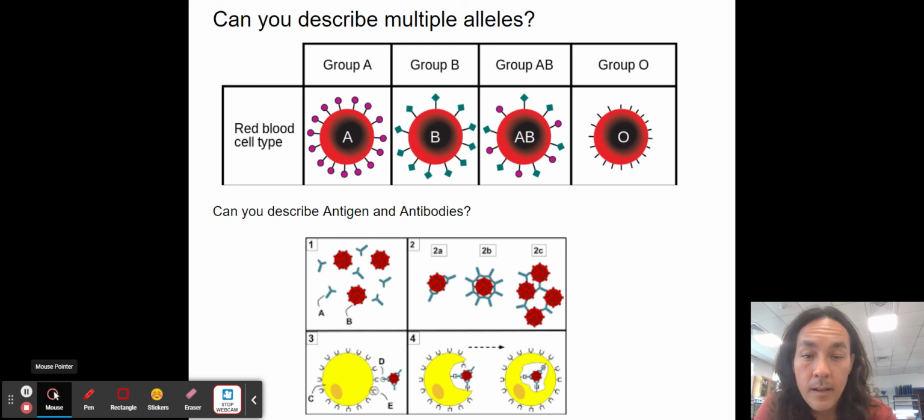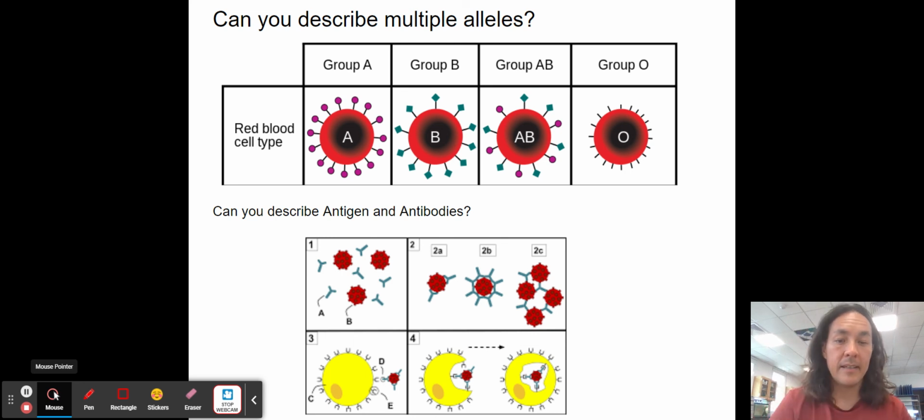die. If I'm AB and I get A or B blood, I'm okay because I have both of those antigens. They are both expressed. One is not dominant over the other. So this is an example of multiple alleles, and it's actually an example of co-dominance as well. Both of them can be expressed.